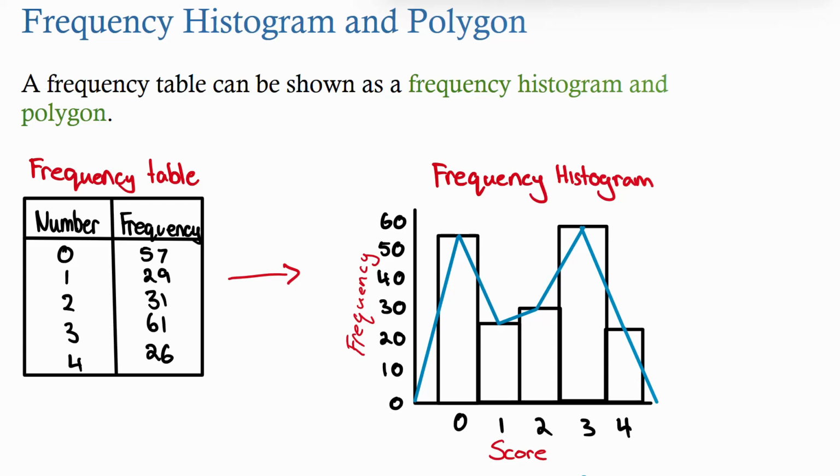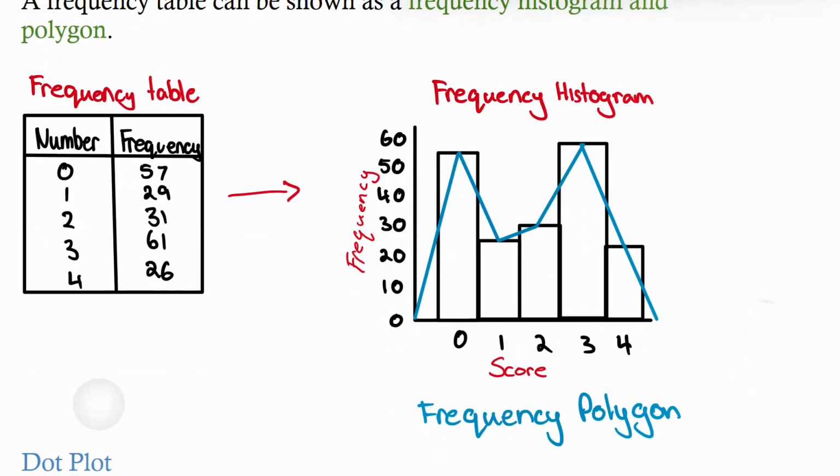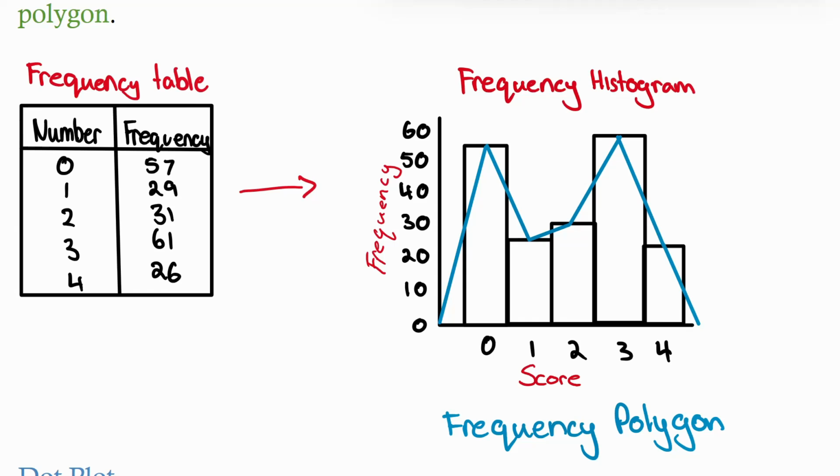Firstly, you always start with the frequency table, which you can see on your left there, where we have the number, which is our score, 0, 1, 2, 3, 4, and then the frequency on the right. Remember how this works: what that table is essentially saying is that there's 57 zeros, 29 ones, 31 twos, 61 threes, 26 fours.